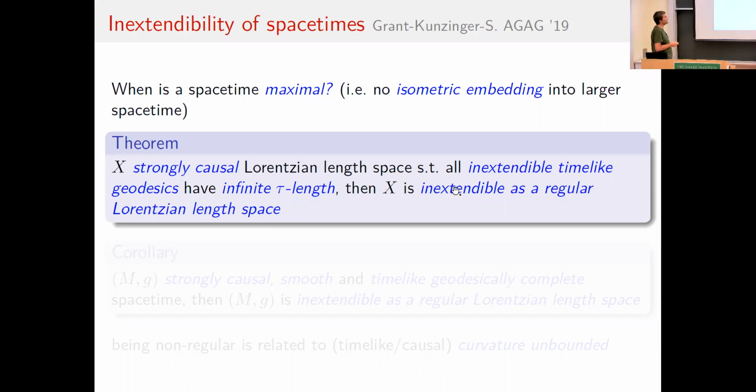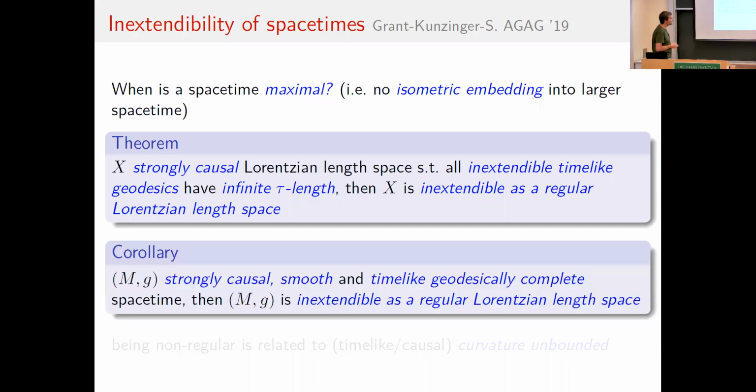Then it's inextendable as a regular Lorentzian length space. So it might be extendable as a Lorentzian length space, but the extension cannot be regular, meaning there will be maximal causal curves which have a null segment and a time-like segment.